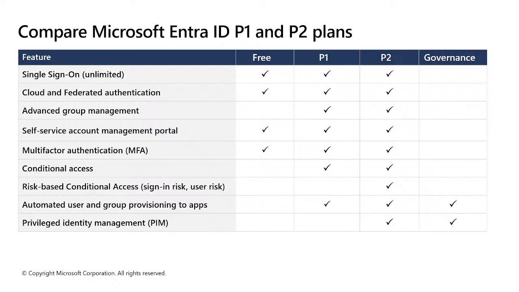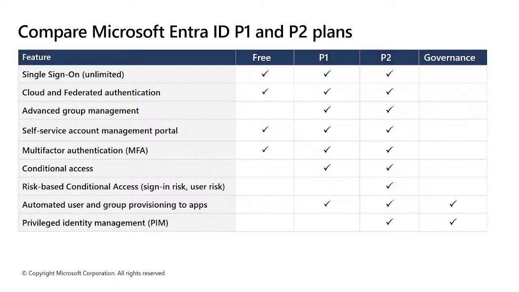That's a dynamic group. You will not be able to do that using your free tier, so in that sense, you might need to go for the Premium P1 or the Premium P2 license. So we've got the free tier plan, the Premium P1 license, the Premium P2 plan, and the governance license.